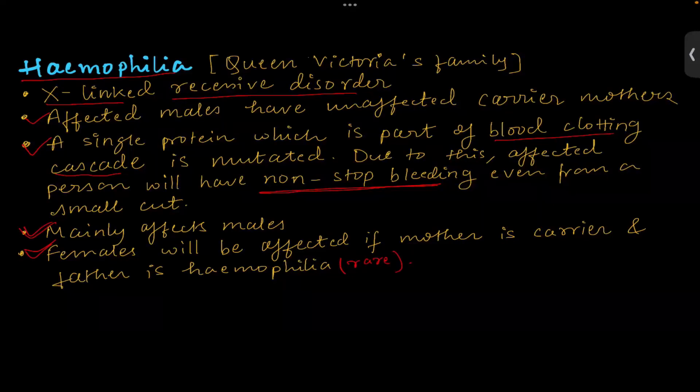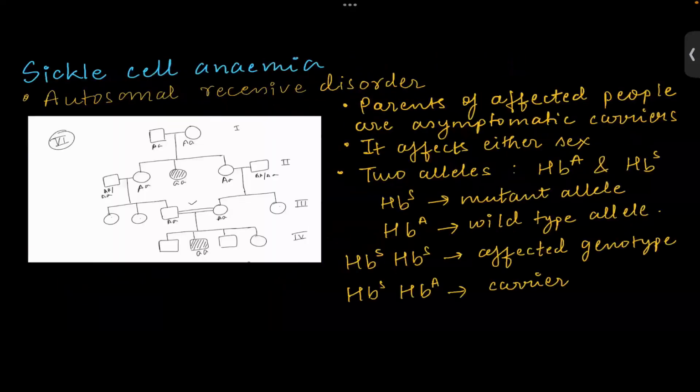Now, another Mendelian disorder is sickle cell anemia. This is an autosomal recessive disorder. It means the mutant allele is present in the autosomes, in one of the autosomes, and the mutant allele is recessive in nature. So this is an example of a pedigree which can be drawn for an autosomal recessive type of disorder.